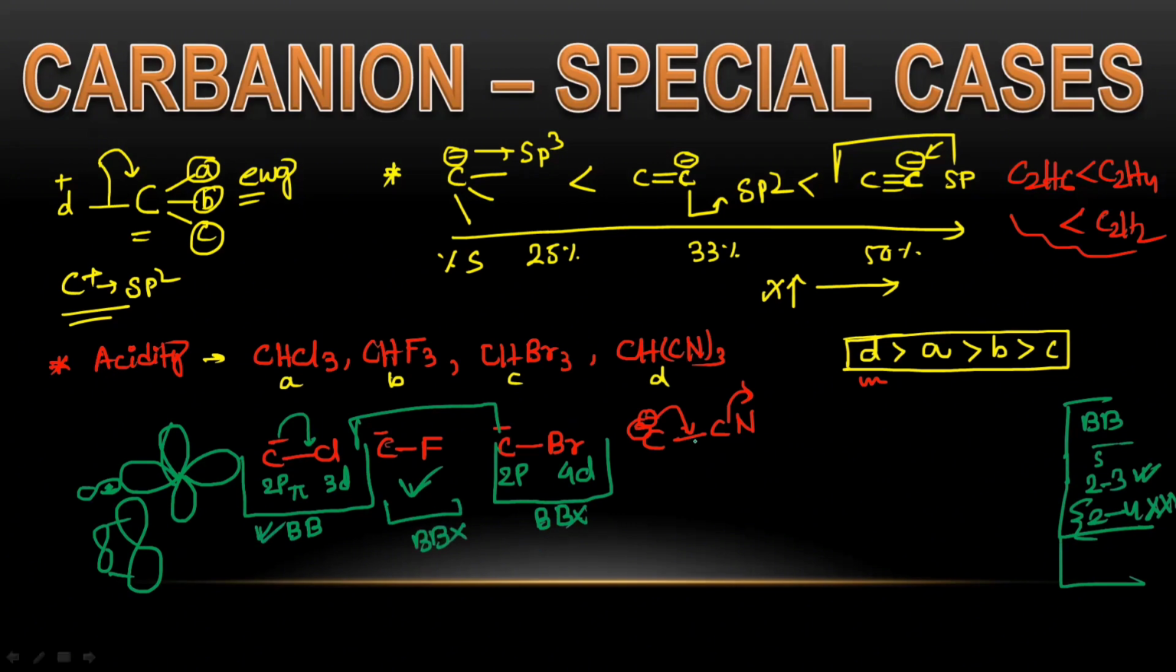Now for the back bonding, A will be most stable. Now here also no back bonding. Here also no back bonding. So carbon fluorine, because back bonding is not there. So now the only effect that remains is electronegativity. So here electronegativity is higher, electronegativity is lower. So that's why B greater than C. This is the first example.